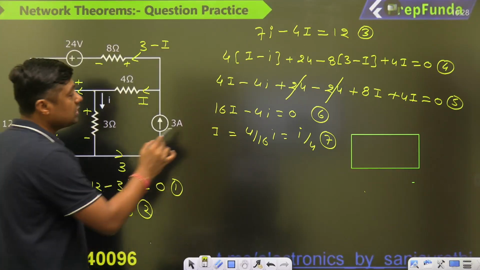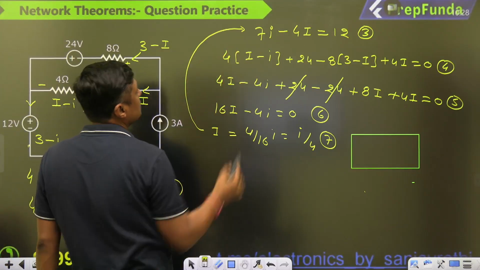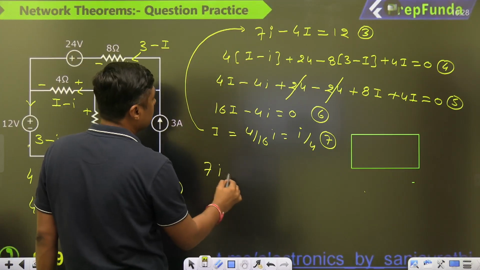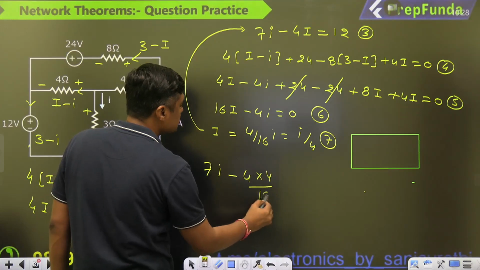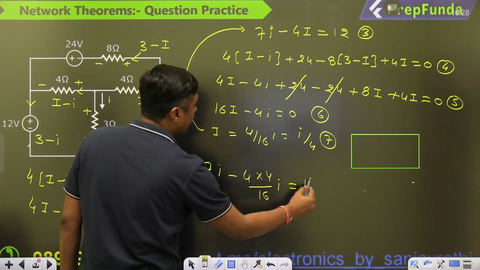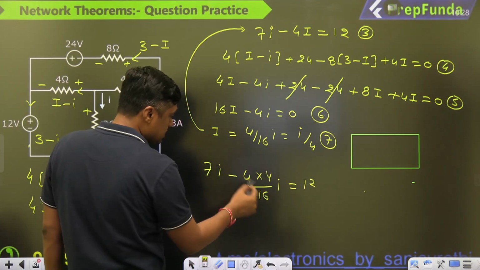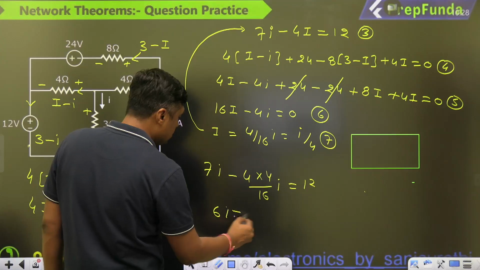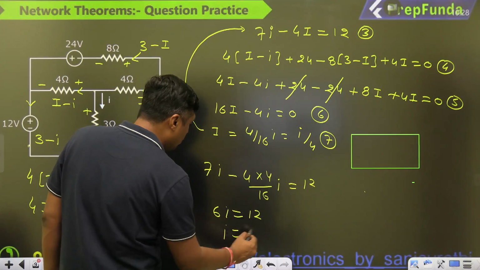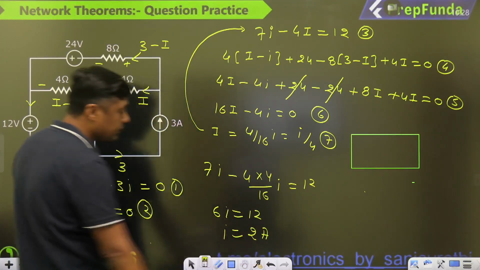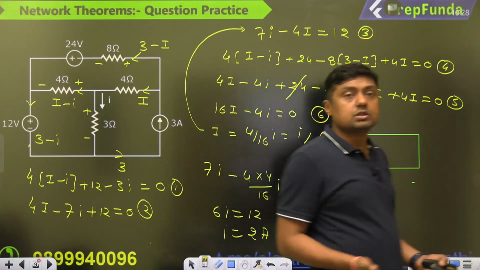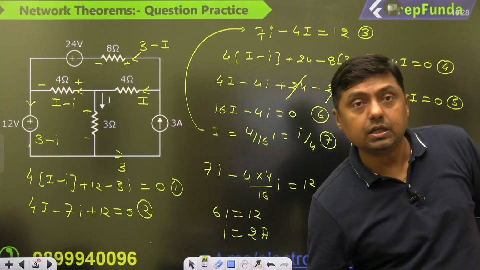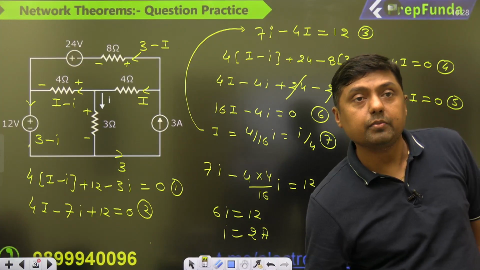Then finally put the value in what? This equation. You will get 7i minus 4 into 4 divided by 16i is equal to 12. Okay. This will become 6i is equal to 12. So what is the i is equal to 2 ampere. We are getting the same answer, 2 ampere. So what is the use of the superposition theorem? Just we are making the question very, very lengthy with the help of the superposition theorem. Are you getting my point, everyone?